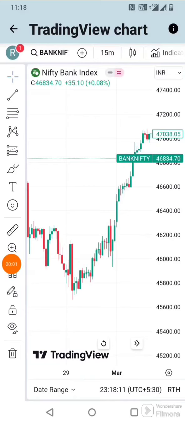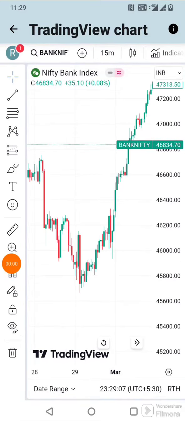Hello friends, today I'm going to share one more indicator strategy. With this indicator strategy, you can achieve more than 50 to 60% accuracy.